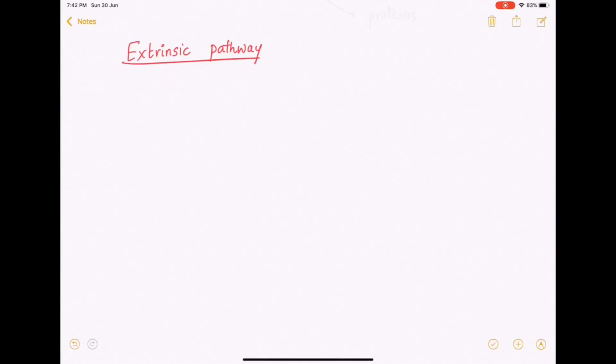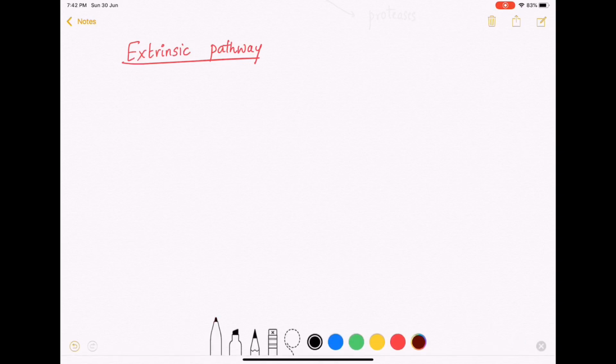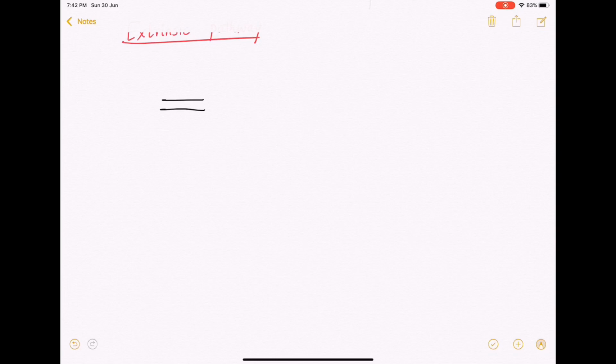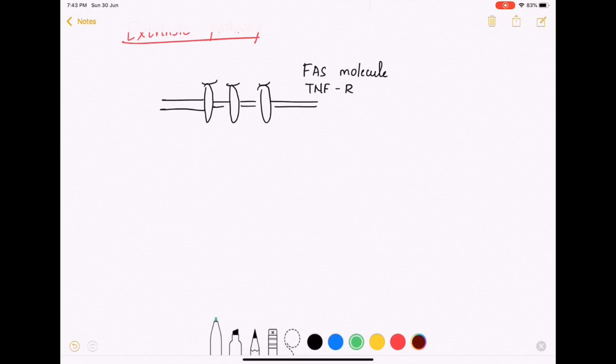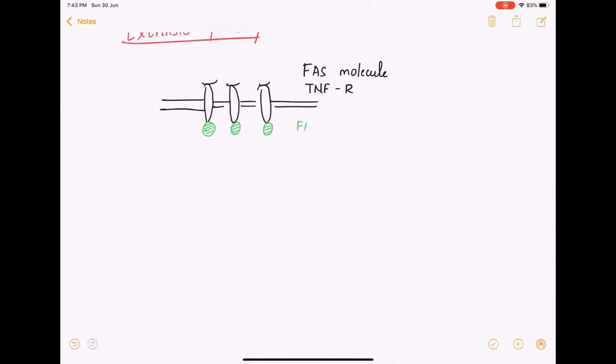The next pathway is the extrinsic pathway. Here we work with a few receptors. On our cell membrane, we have a few receptors, and examples could be the Fas molecule or the TNF receptor, tumor necrosis factor receptor. These are some of the important examples. These receptors have an intracellular domain called FADD, that is Fas associated death domain. It is called the death domain as it mediates cell death.